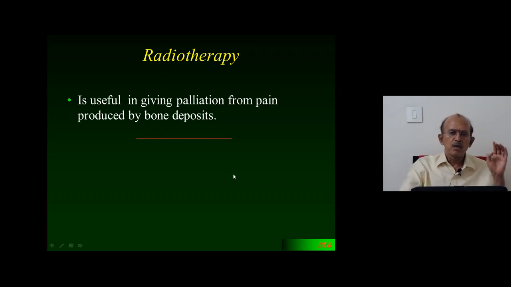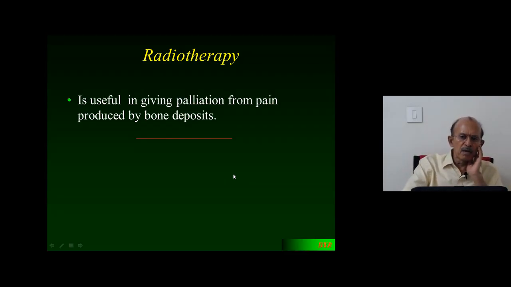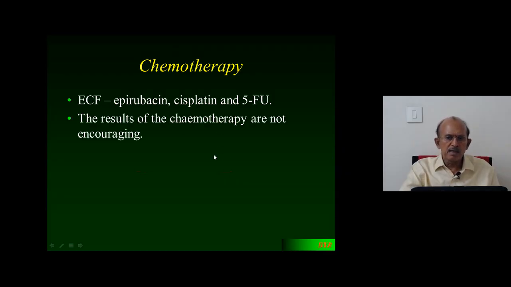Only the thing is, you do laserization with the help of laser, or you put a stent with the help of endoscope, or you do surgery and keep a tube inside. There are many tubes available, so the tubes can be passed through the tumor and kept there to keep the lumen open. Then chemotherapy: epirubicin, cisplatin, 5-fluorouracil. The results of chemotherapy are not encouraging.